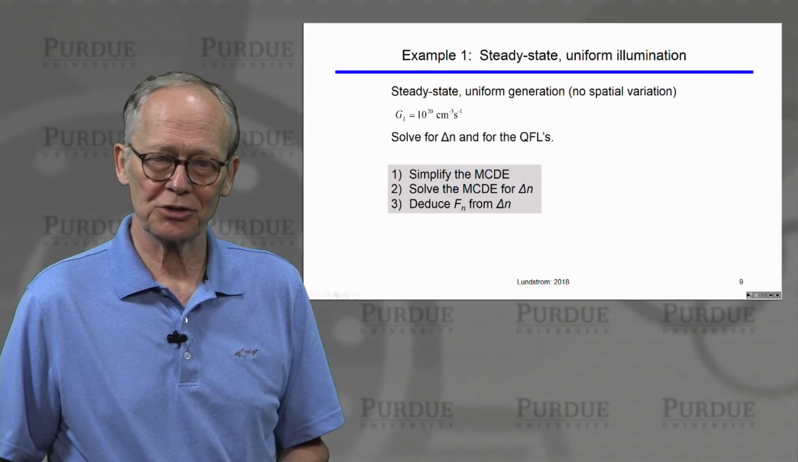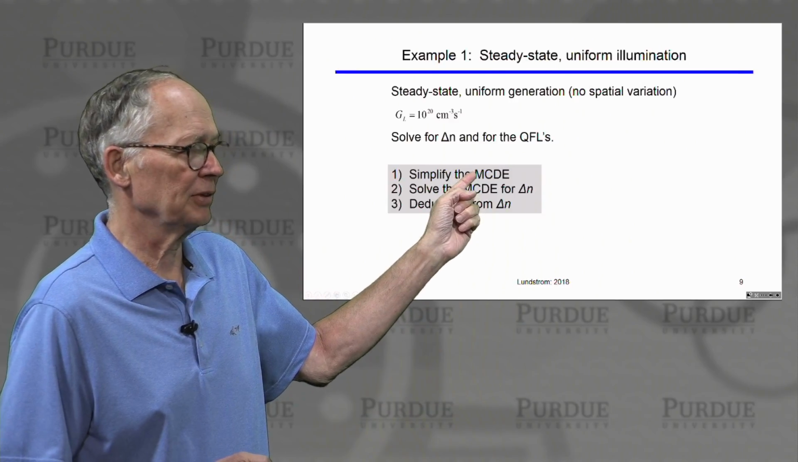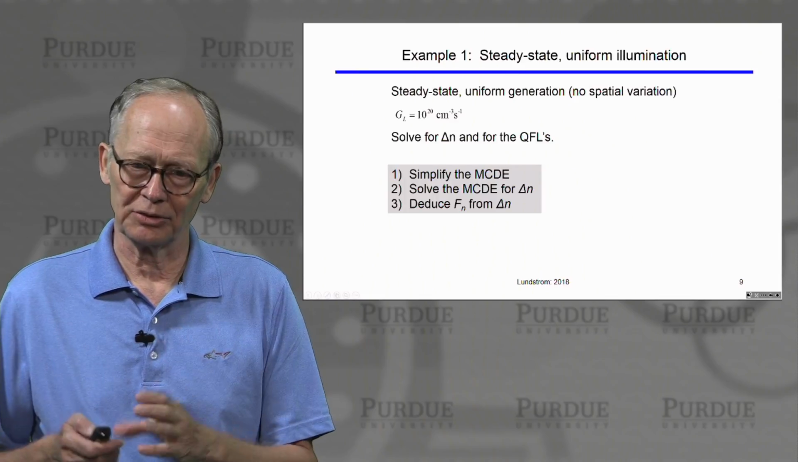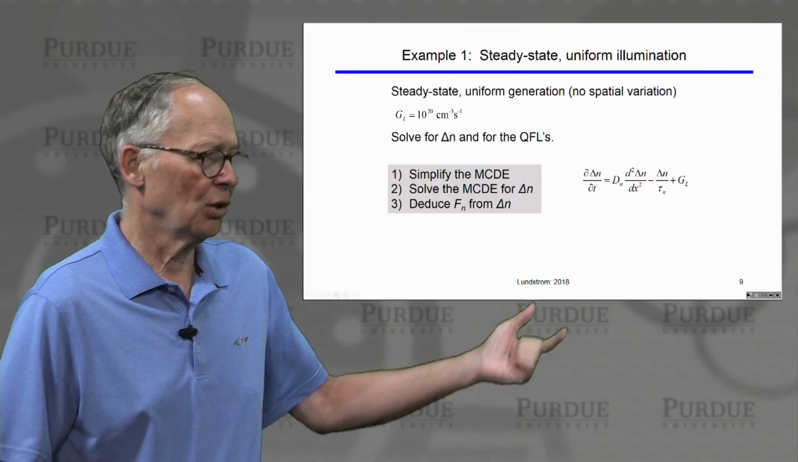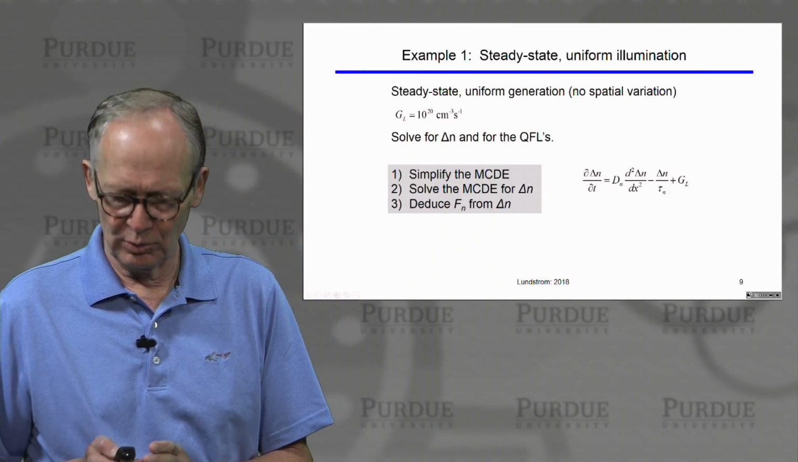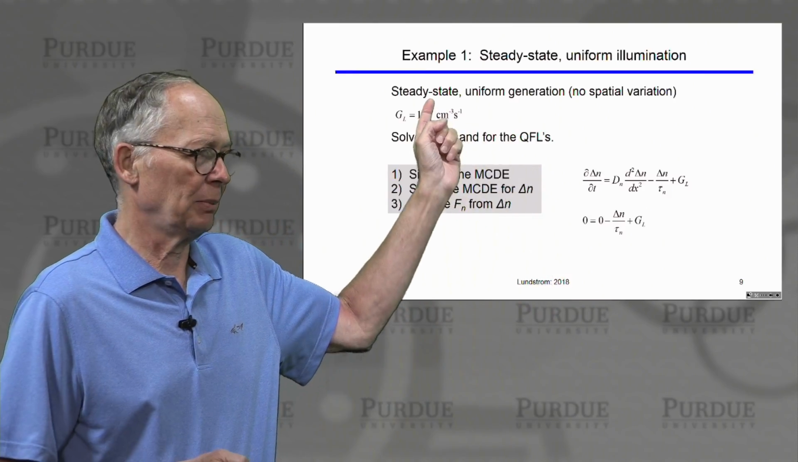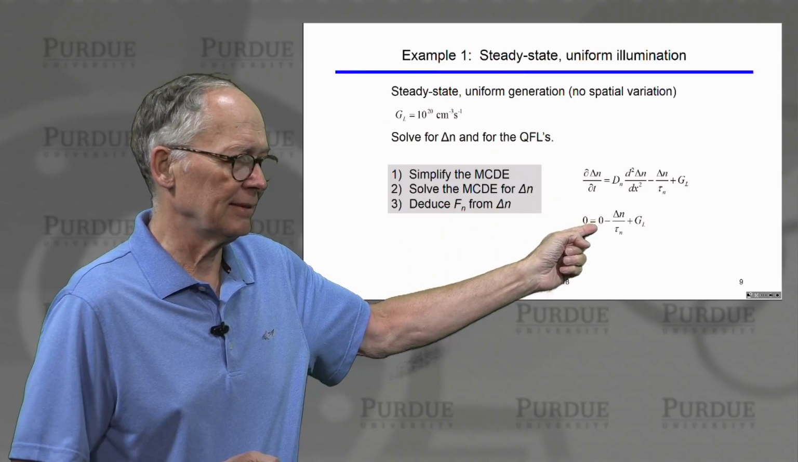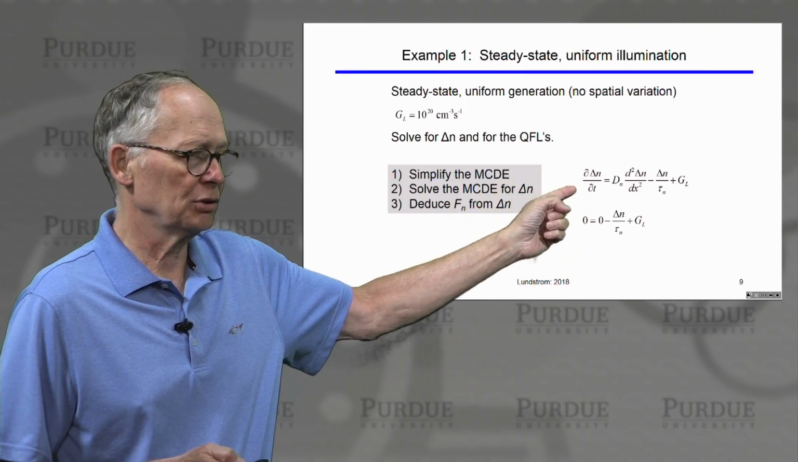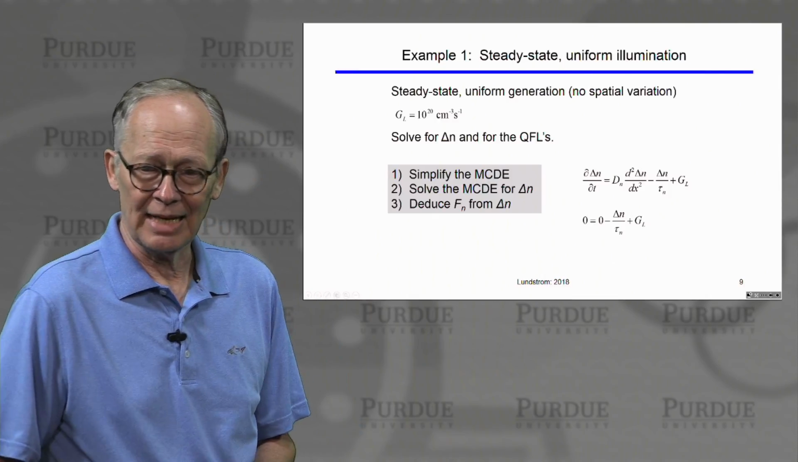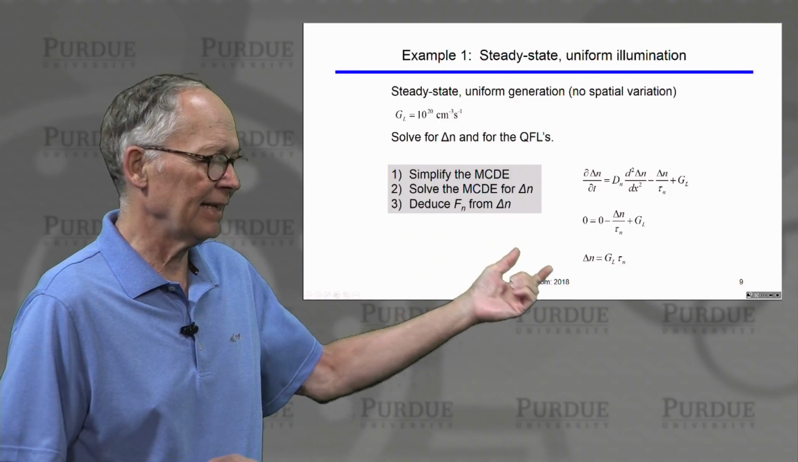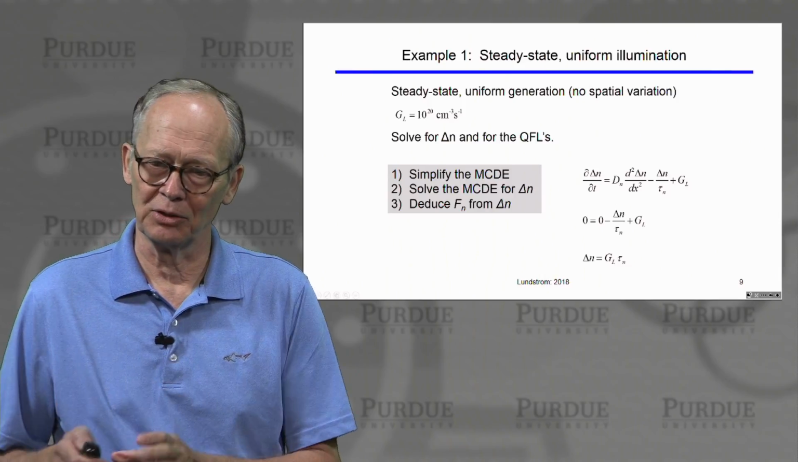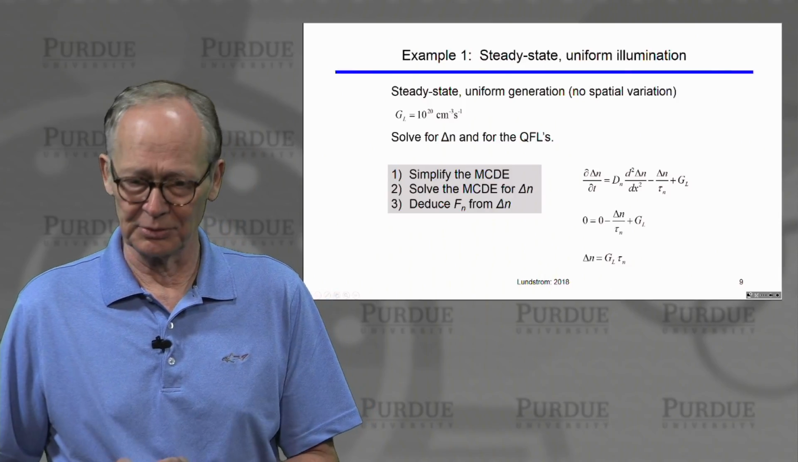Okay, so our approach: we simplify the minority carrier diffusion equation for this specific problem. We then solve it, and then we deduce the quasi-Fermi level from the resulting excess minority carrier concentration. So we're going to solve this minority carrier diffusion equation. We're in steady state. This problem specifies steady state, so there's no time dependence. This is a uniform problem, so there's no space dependence. So this minority carrier diffusion equation simplifies greatly. And we can solve that equation easily. We find that the excess minority electron concentration is just G_L tau, generation rate times the minority carrier lifetime.